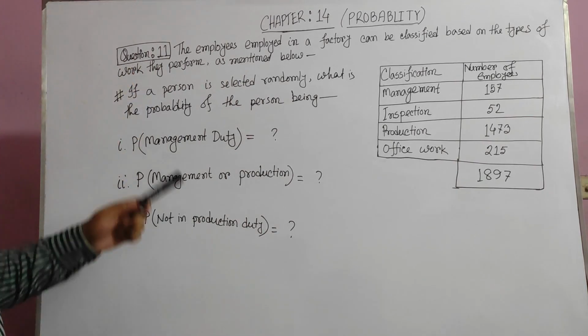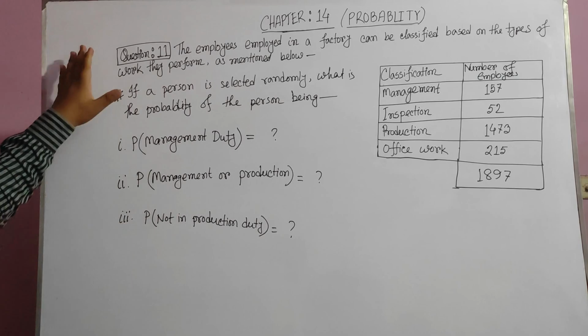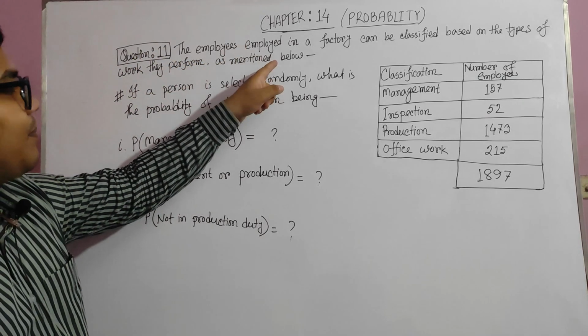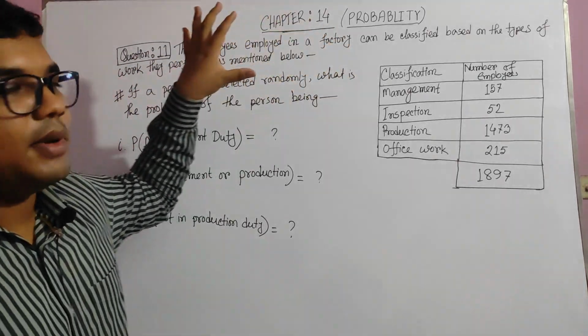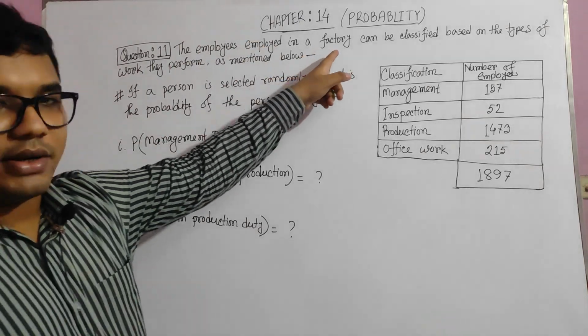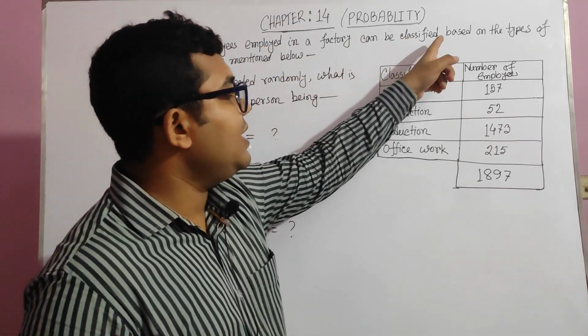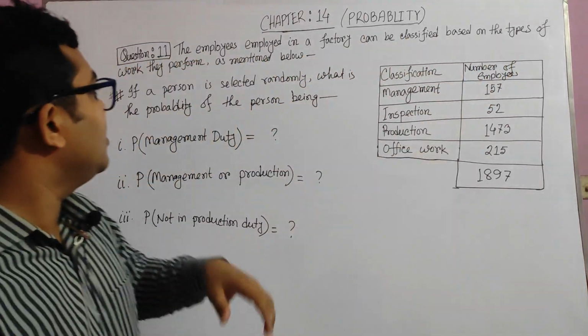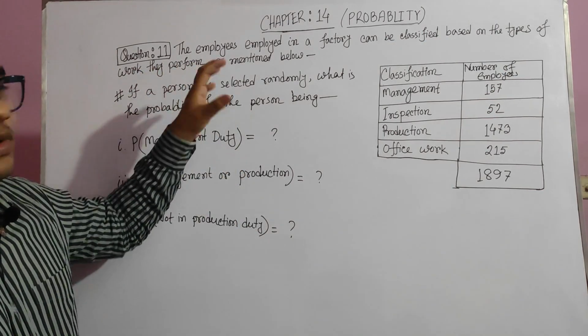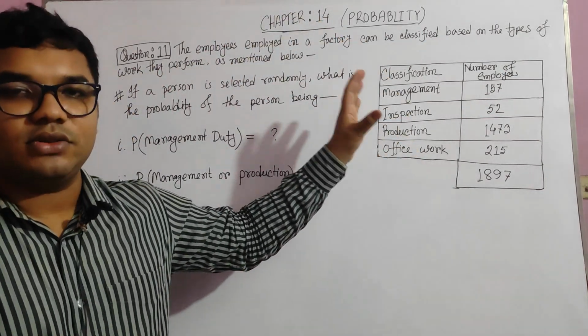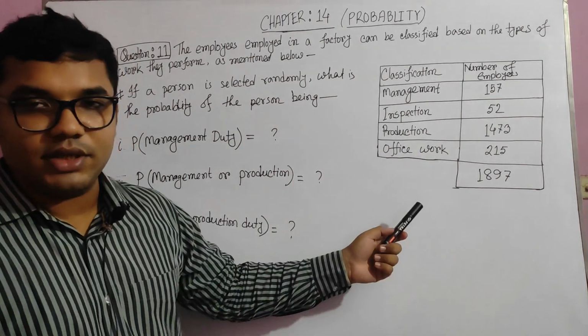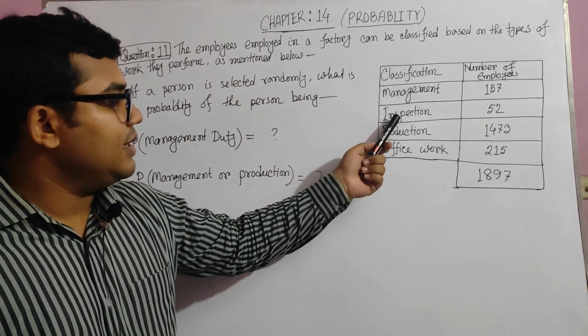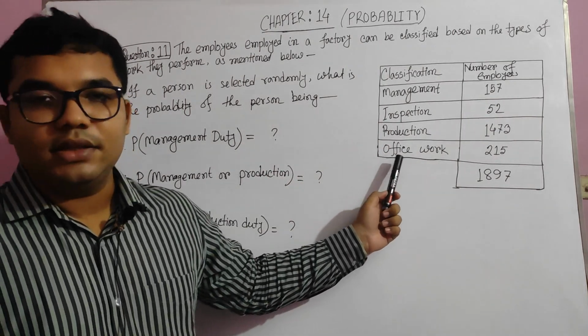Our first CQ is question number 11. This question talks about the employees employed in a factory. The employees working in a factory can be classified based on the types of work they perform. There are 4 categories: first management, then inspection, then production, and finally office work.